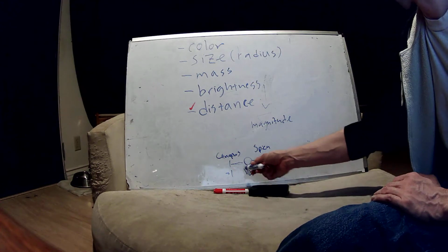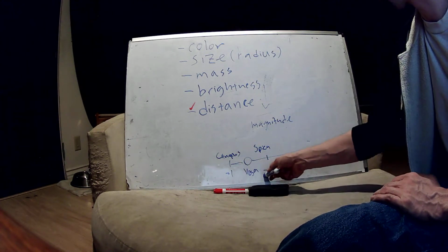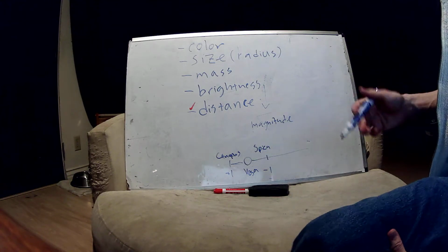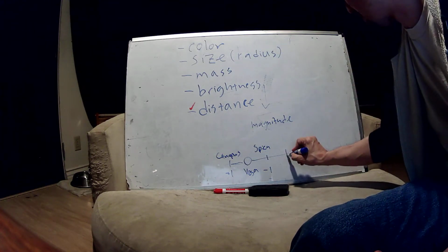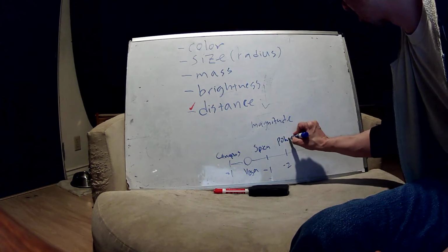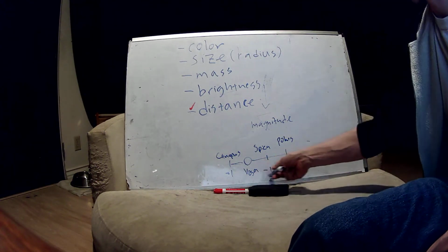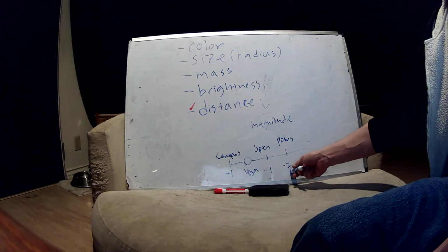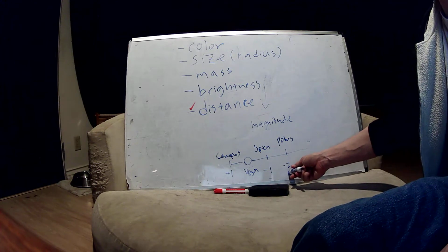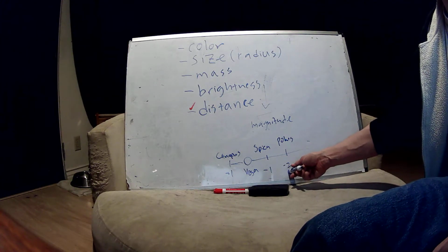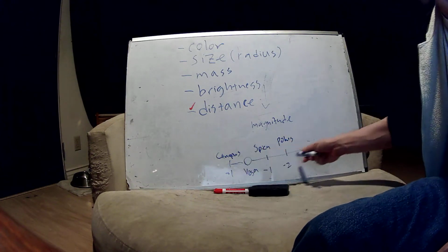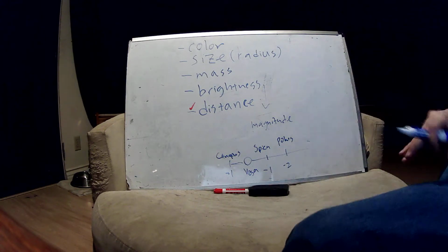So how many times brighter is Canopus than Spica? Well, you've got 2.5 times 2.5, that's actually 6.25. The North Star is a -2. This is Polaris. So Vega is 6.25 times brighter than Polaris, and Canopus is about 15.7 something times brighter, 2.5 times 2.5 times 2.5 times brighter, and so on.